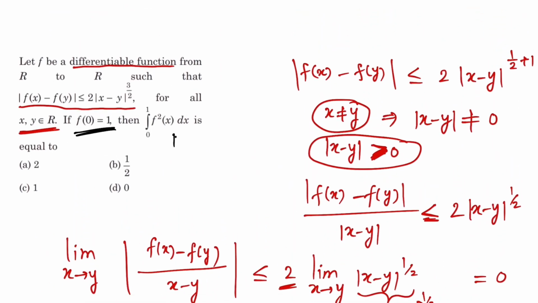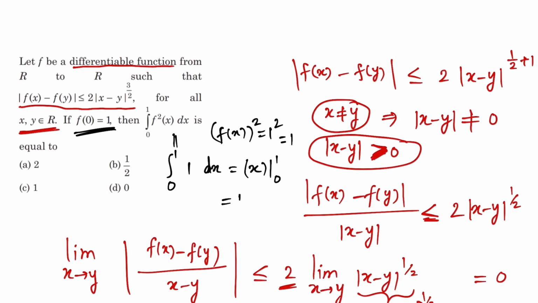Now this is equal to the integration from 0 to 1. f square of x is the same as f of x its square, which is equal to 1 square, that is equal to 1, right? And dx. So this is just equal to x from 0 to 1, that is equal to 1 minus 0, that is 1, right? So this option C is the correct option.